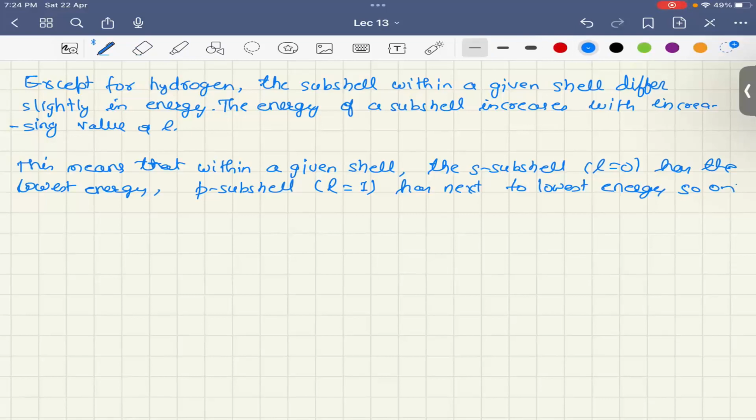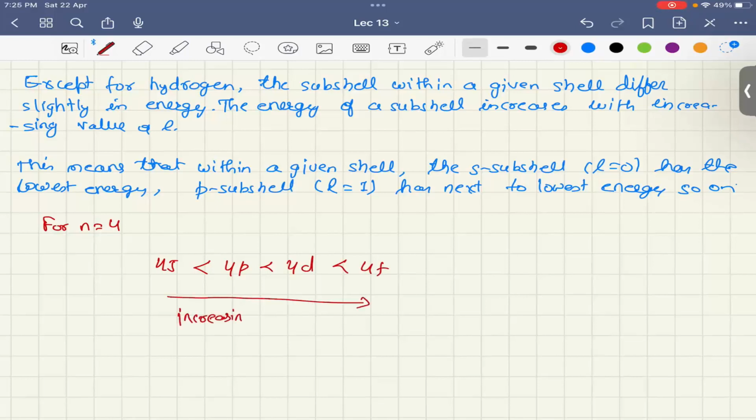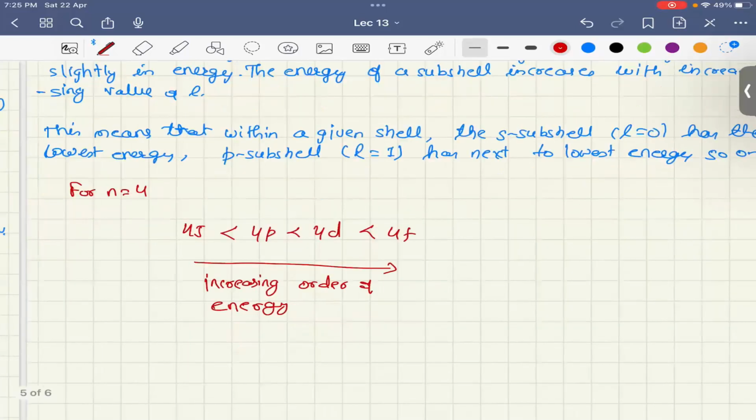Okay, so for n equal to 4, let us write this down. The energy will be: 4s will be lowest in energy, followed by 4p, then 4d, then 4f. And this is the increasing order of energy.